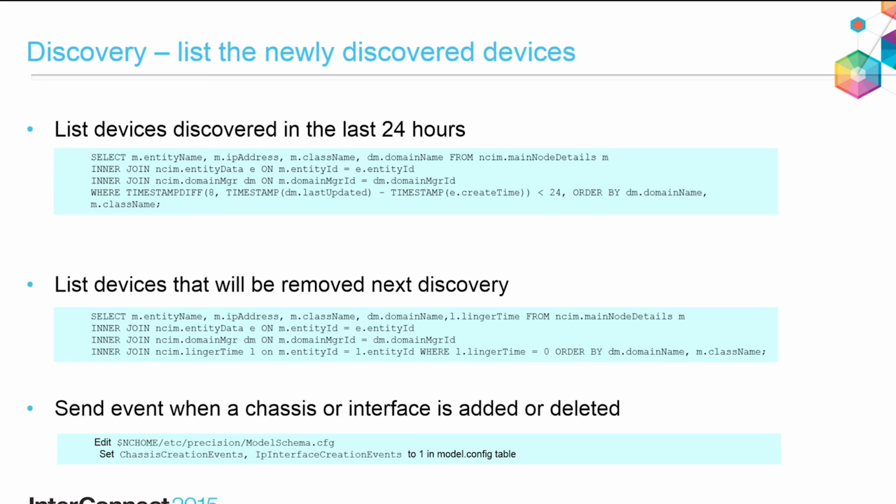And also, for instance, if you want an actual event when a new chassis is added, or an interface is added or deleted for that matter. Normally, you wouldn't do this because it'd be a lot of events, unless your network is fairly stable, in which case this might be useful to you. So there's a configuration setting here that you can set so that it will generate those events for you.